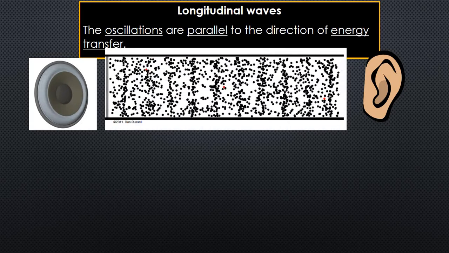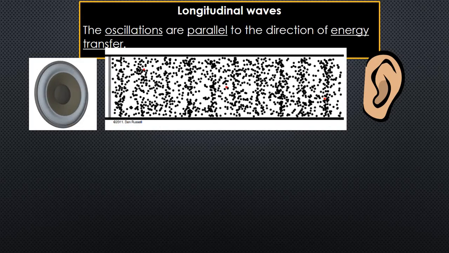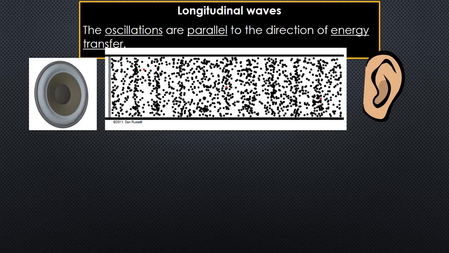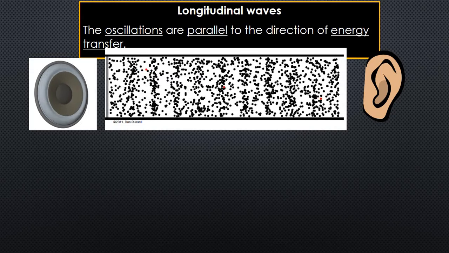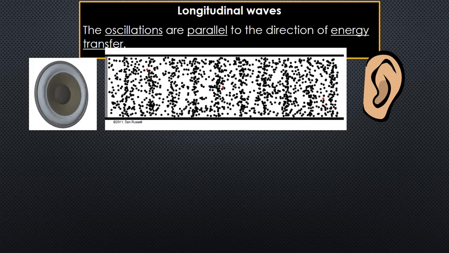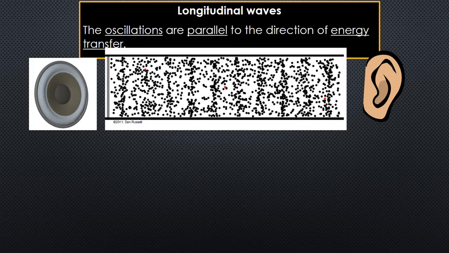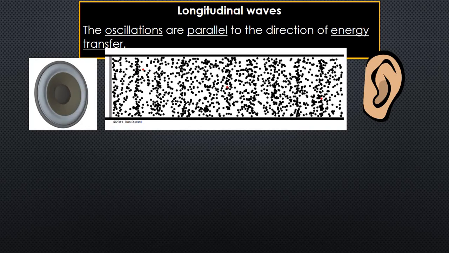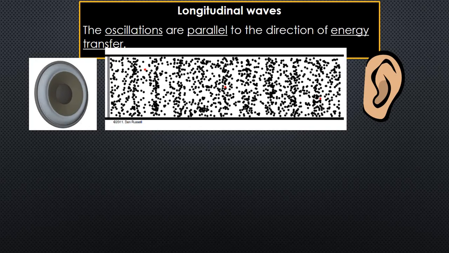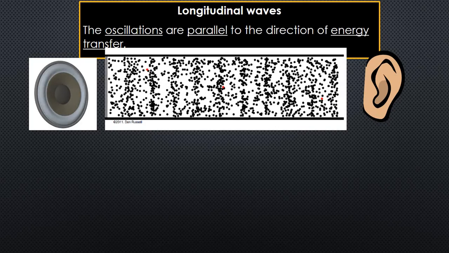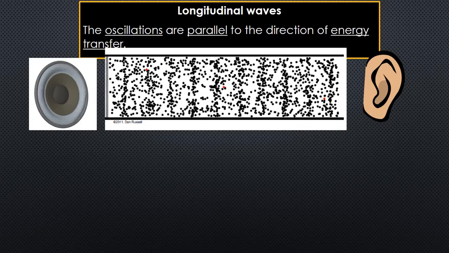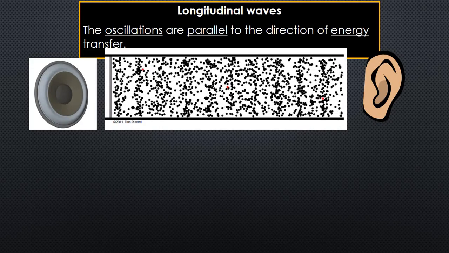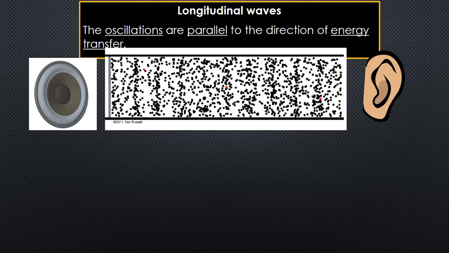If you pick one of the red dots that you can see, you'll notice what happens to that red dot. It moves right and left and right and left. So it oscillates left and right. But what you notice is that the energy, the movement of that wave, appears to travel from left to right all the way. So here we're showing from a loudspeaker to your ear.